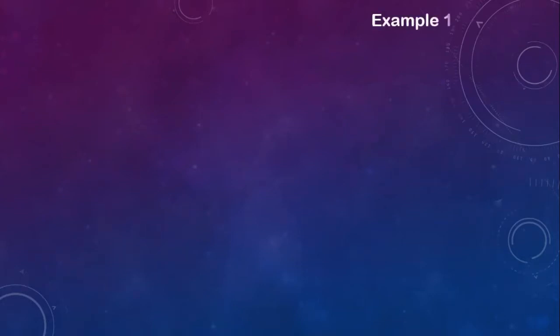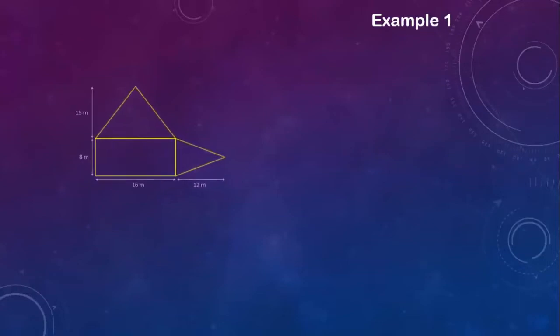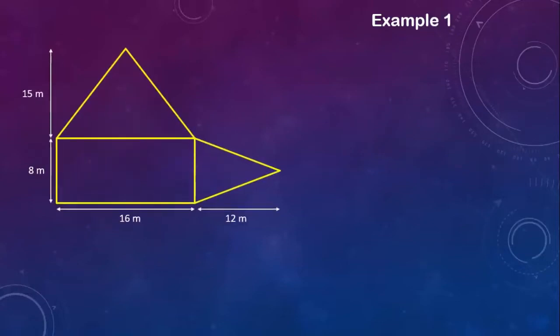Today we are going to discuss several questions on how to find the center of mass of a composite lamina. Students, I want to give you example 1. Look at this object. This composite lamina consists of 3 shapes: a rectangle, a triangle, and a triangle. How do we find the center of mass of a composite lamina?